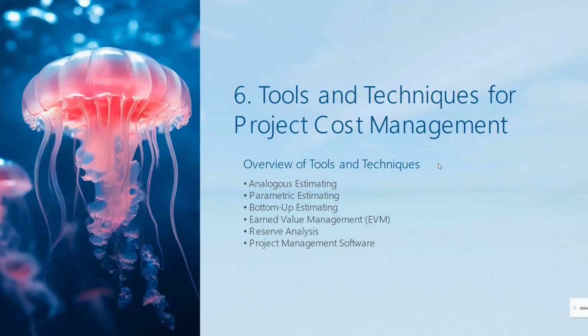Bottom-up estimation is a method that involves estimating the cost for individual work packages and then aggregating them to determine the overall project budget. Next we have earned value management (EVM). EVM is the method for measuring project performance by comparing planned cost with the actual cost and progress to determine the cost efficiency. Okay, and then we have reserve analysis.